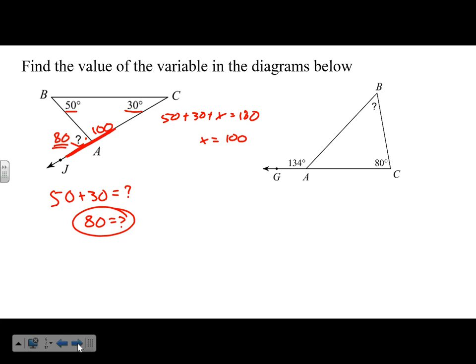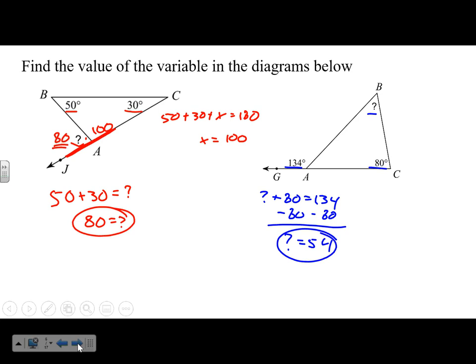So same thing with this one. We have 134, we have question mark and 80. So I know that the question mark plus 80 is equal to 134. 134 minus 80 is 54. Now, I won't do this every time, but just to make sure you realize, you could use something else to find this. So I know 134 and this make up a straight line. They have to add up to be 180, so this has to be 46.